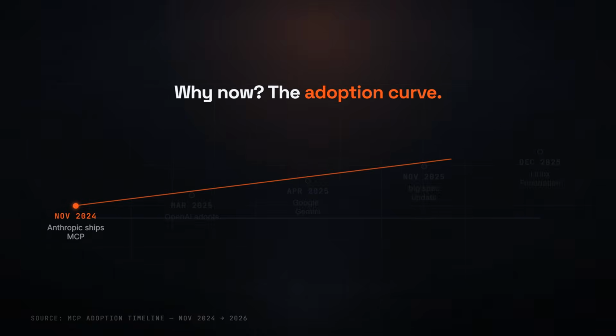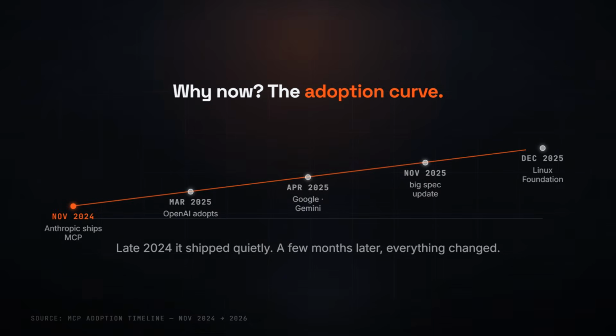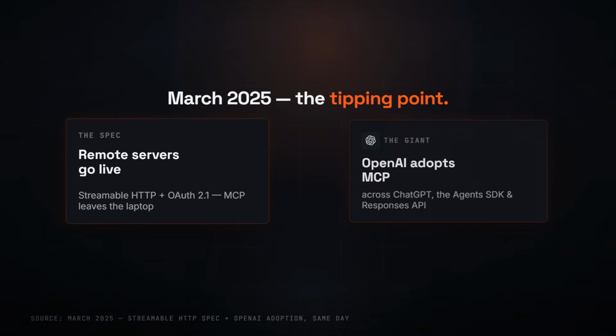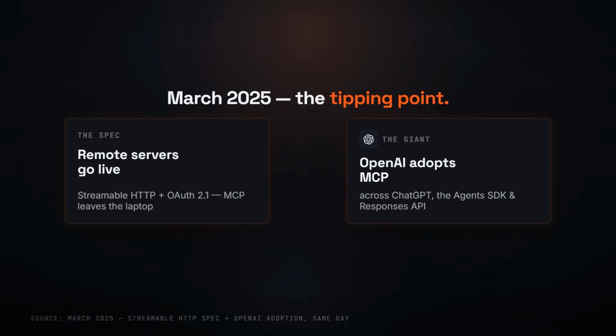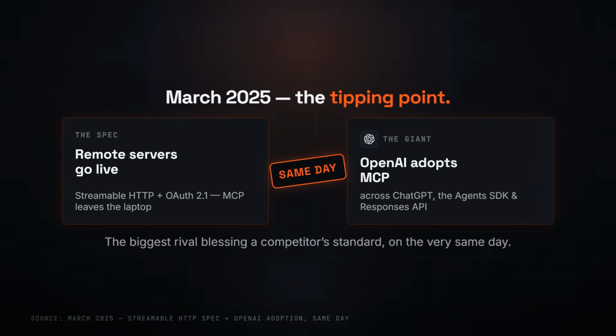Now why is this suddenly everywhere? Look at the timeline, because the adoption curve is almost unfair. Late 2024, Anthropic ships it quietly. A few months later, everything changes. March 2025. On a single day, the spec adds remote servers, and OpenAI adopts MCP across ChatGPT and its agent tools, the biggest rival blessing a competitor's standard. That was the tipping point.